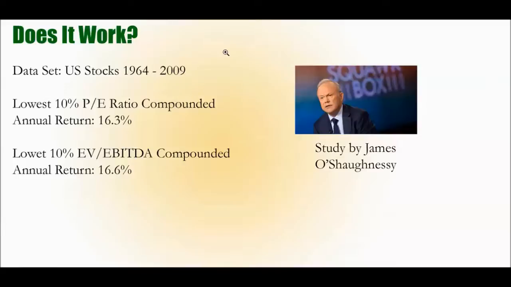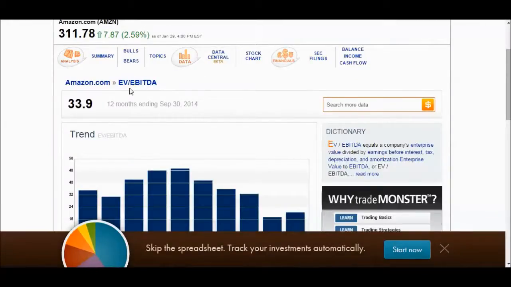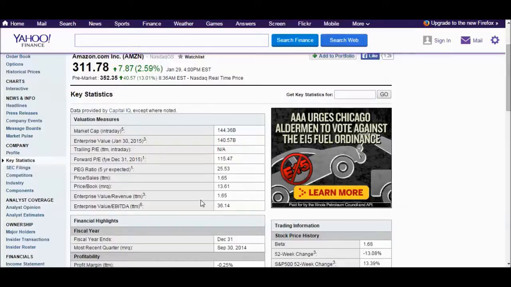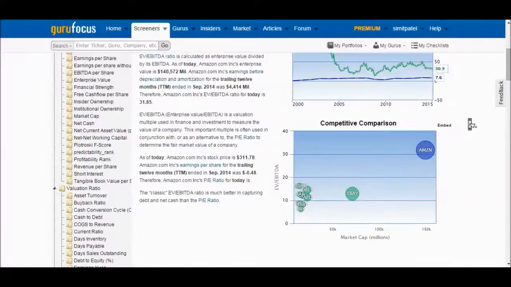Now this does relate to one issue with EV over EBITDA, which is that if you go to actually put it into use, because of the way the enterprise value is calculated, you'll get all sorts of different answers. So, for instance, let's just see what it says on the internet. ycharts.com, a company that has a lot of great information, a really great website in my opinion, says Amazon.com has EV over EBITDA of 31.91. WikiInvest says Amazon has an EV over EBITDA of 33.9. Yahoo Finance says 36.14. And Guru Focus, a product I use, says Amazon's EV over EBITDA is 31.85.